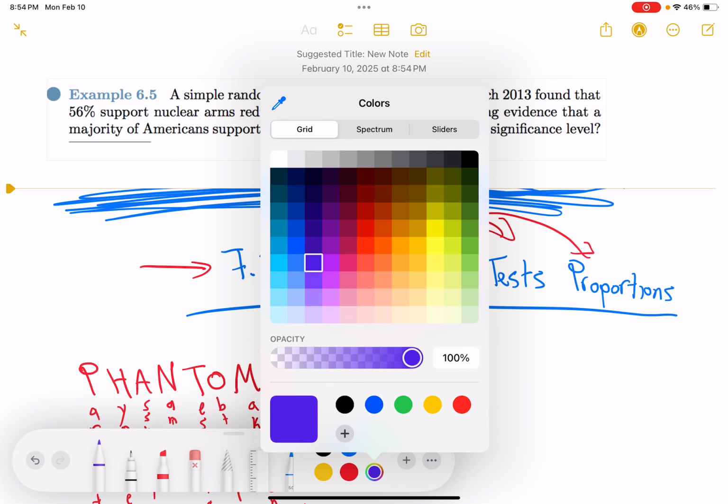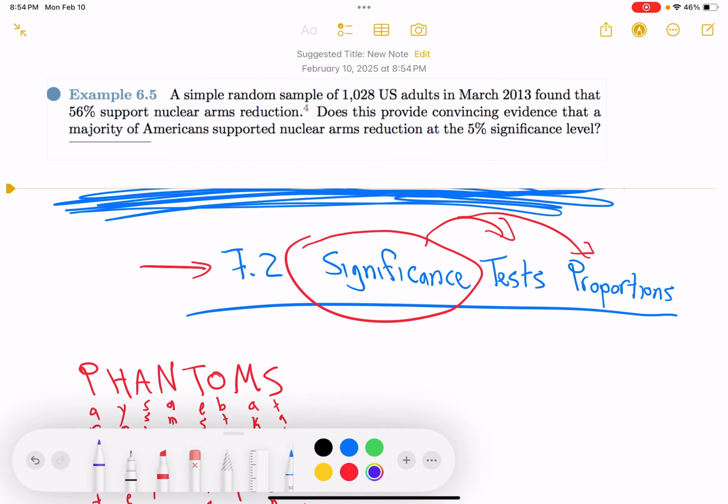Okay. So I'm going to run through phantoms with you. I think this is the best way to do it. And as you do it, you can look through at the slideshows, but let's solve this problem together. So it says, a simple random sample of 1,028 U.S. adults in March 2013 found that 56% support nuclear arms reduction.